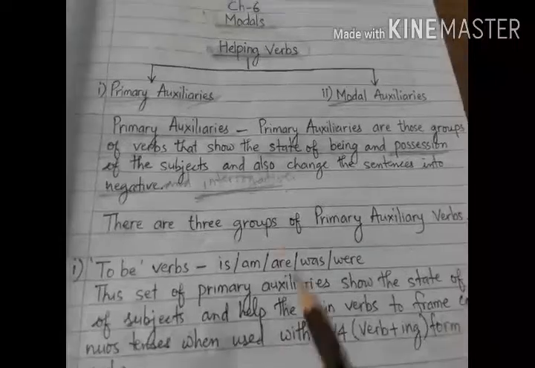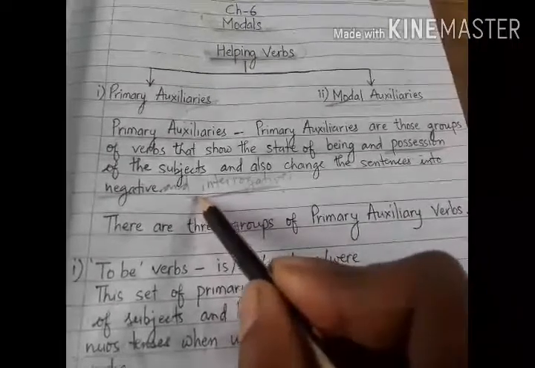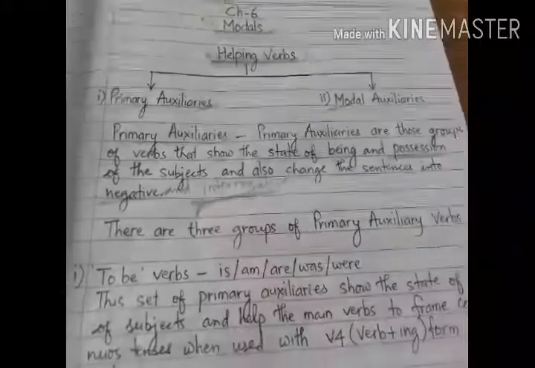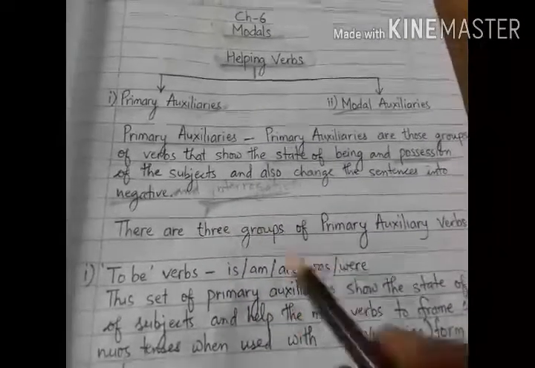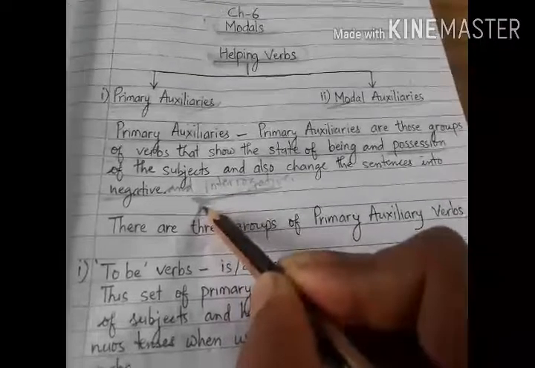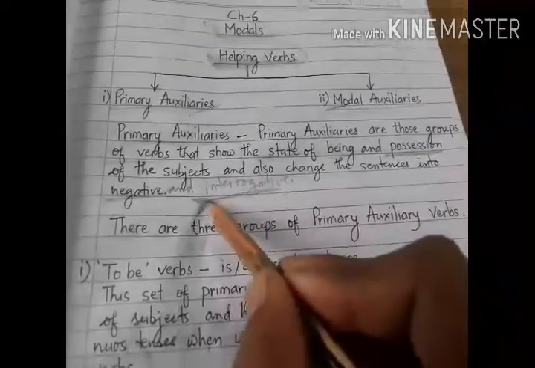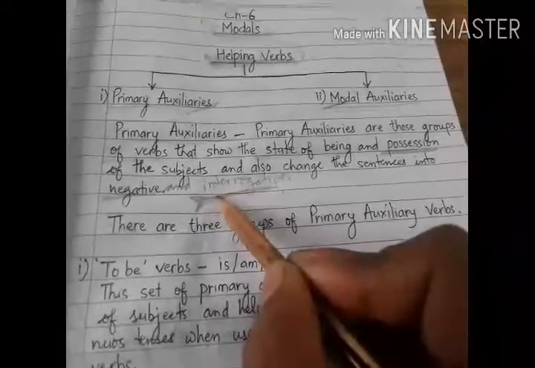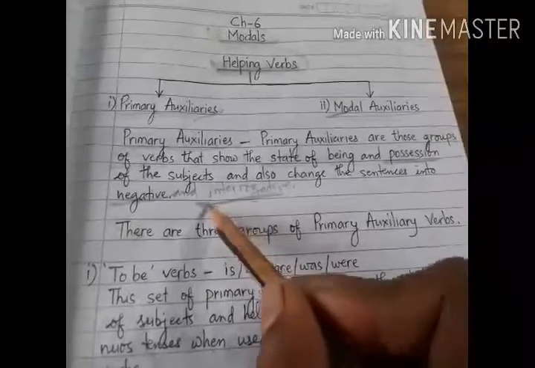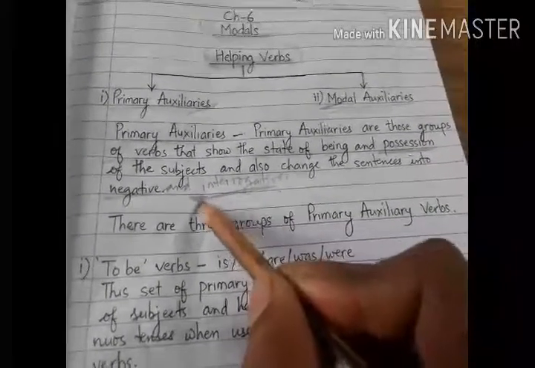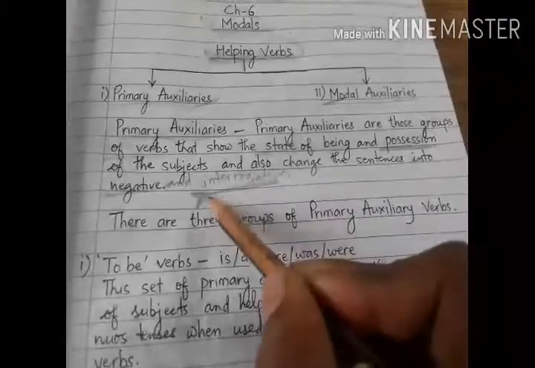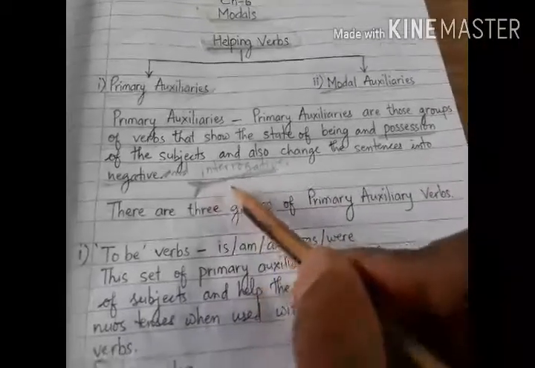So we have already completed in our previous class the transformation of sentences into interrogative with helping verbs. Here we are talking about changing sentences into interrogative sentences with the use of helping verbs, that means with the use of primary auxiliaries. So here interrogative means what I explained just now.